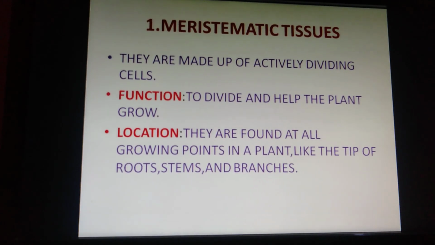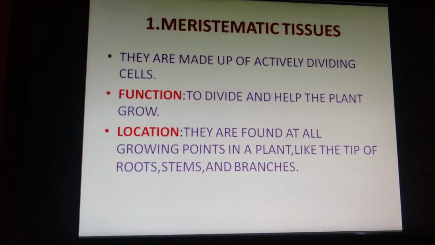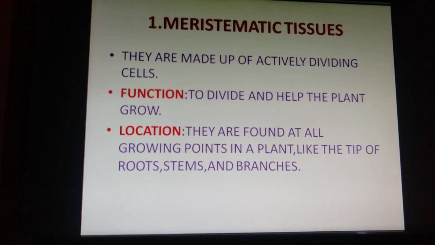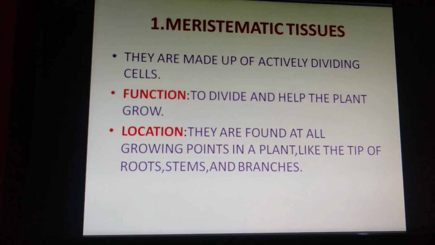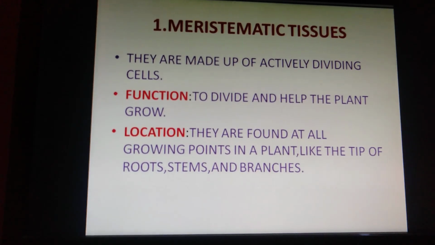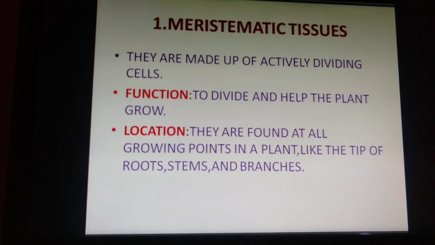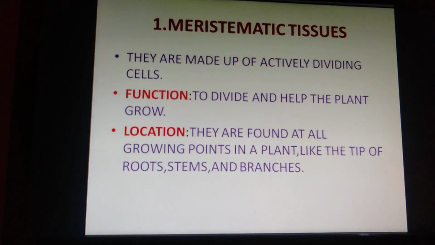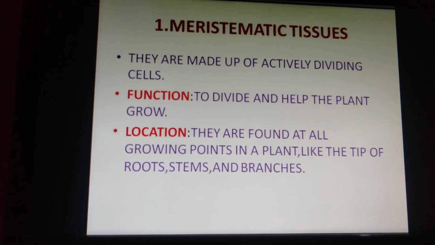So let us discuss once more. Meristematic tissues are made up of actively dividing cells. The function of meristematic tissue is to divide and help the plant to grow. Location: they are found at all growing points in a plant, like the tip of the roots, stems and branches.